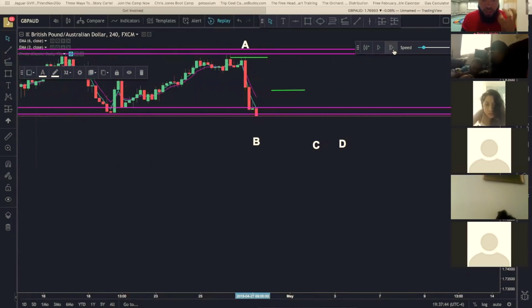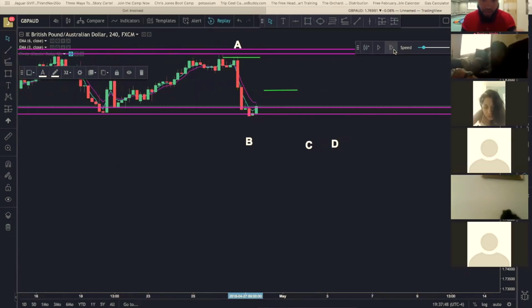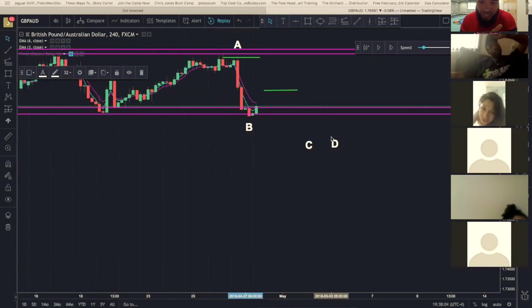Let me make sure that this is C. It came down a little bit more. Boom. It's coming back. Okay, I think we got our B now. You feel me? I think we got our B, because we're trying to trade C to D. Our money is from C to D. A to B is setting up for C to D.